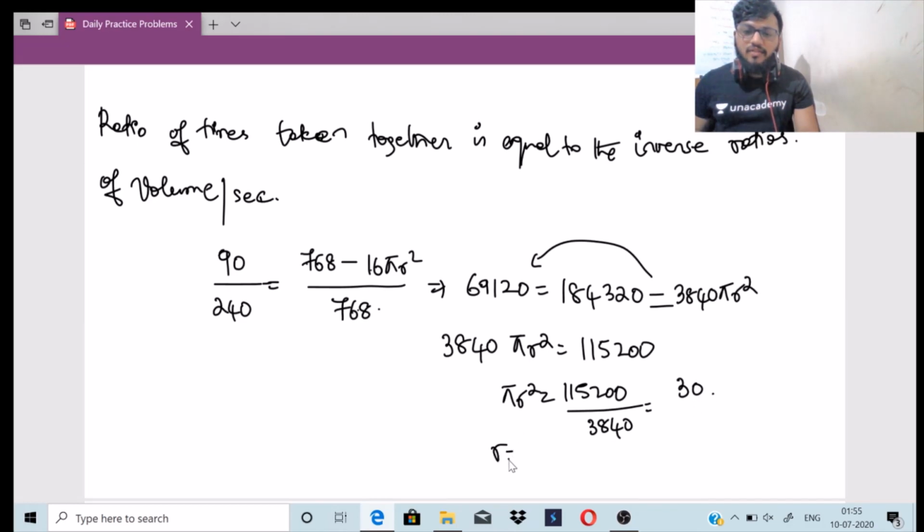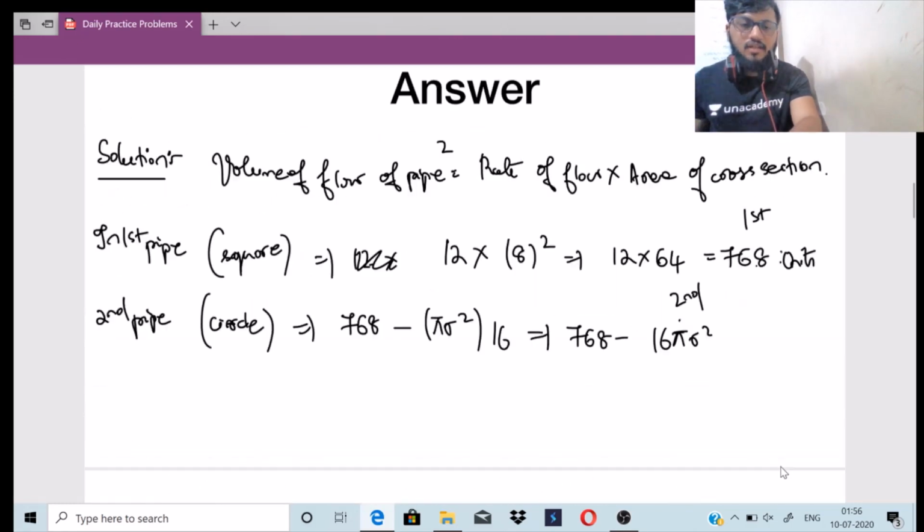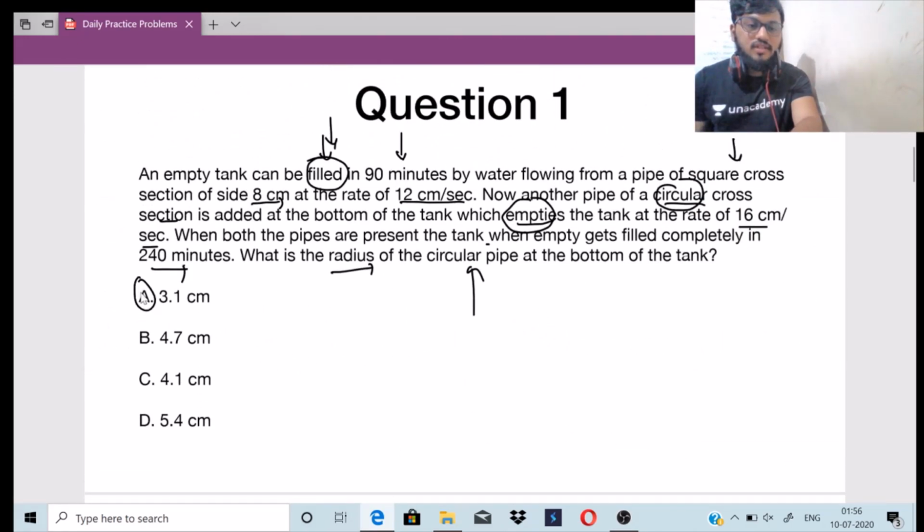So r square will be 30 divided by 22 by 7, so r will be square root of 9.54, right? Here you have r square. So r will be square root of 9.54, which will come down to around 3.091 centimeters, which is approximately equal to 3.1 centimeters. It is looking like kilometer, but it is 3.091 centimeter, which is approximately 3.1 centimeter. Go back to the options. It is option A, right?